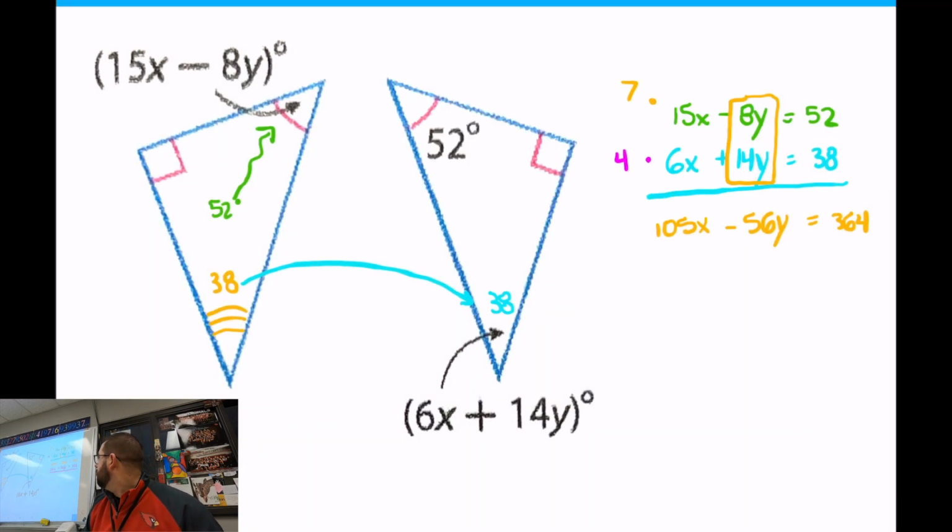Right. Now we don't need to change the signs. We can just add straight down. The reason why we can just add, the 56s were already opposites. They're going to cancel each other out. One was negative, one was positive. So I don't need to switch anything. So if I add straight down here, I'm going to get a 129x. The y's cancel out. That's what we wanted to have happen. And 364 plus the 152, 516.